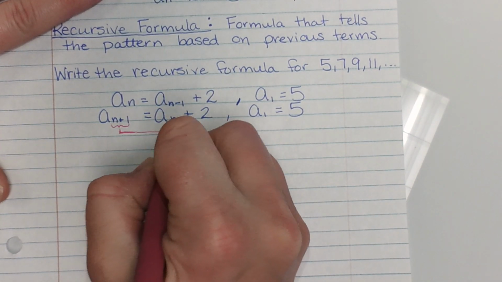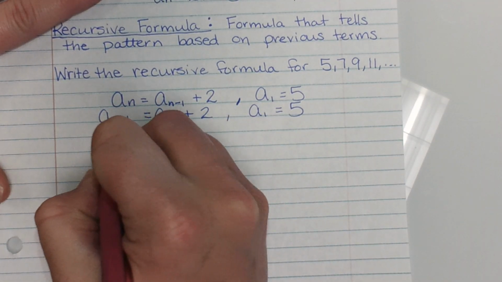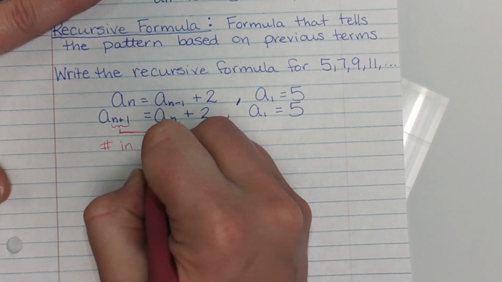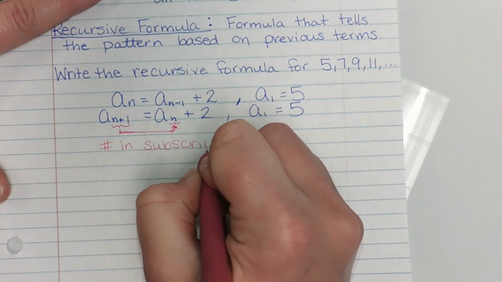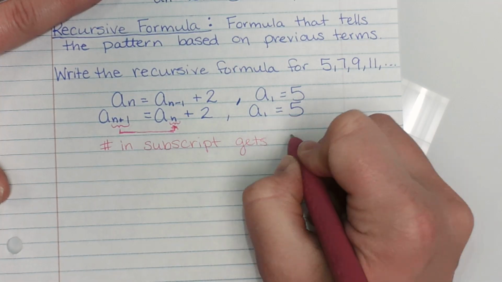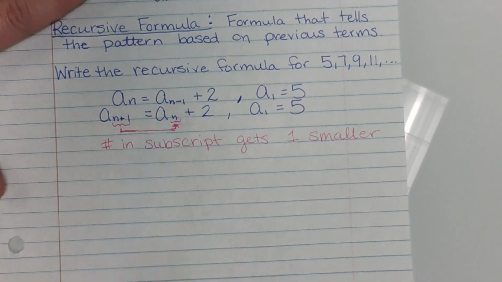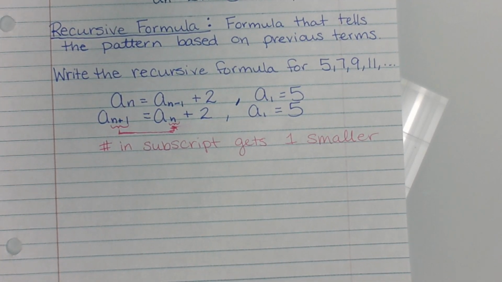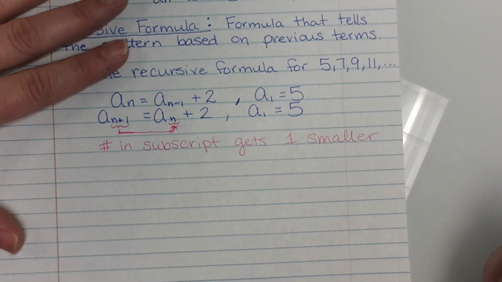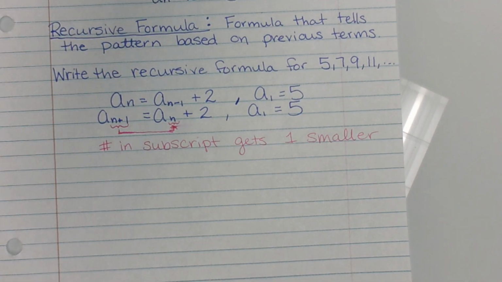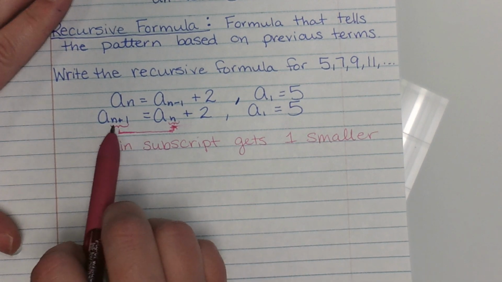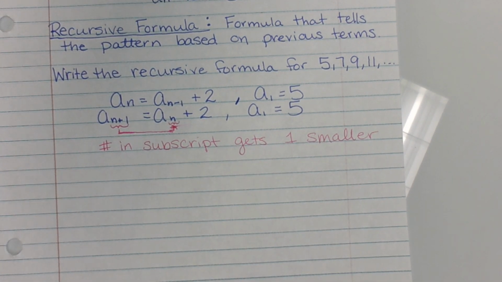So, to go from here to here, the number in the subscript gets 1 smaller to go from here to here. It did the same thing on the first one. Now those subscripts tell you the location of numbers in the sequence, which means what this is telling me, as the subscript gets one smaller, the location gets one smaller.